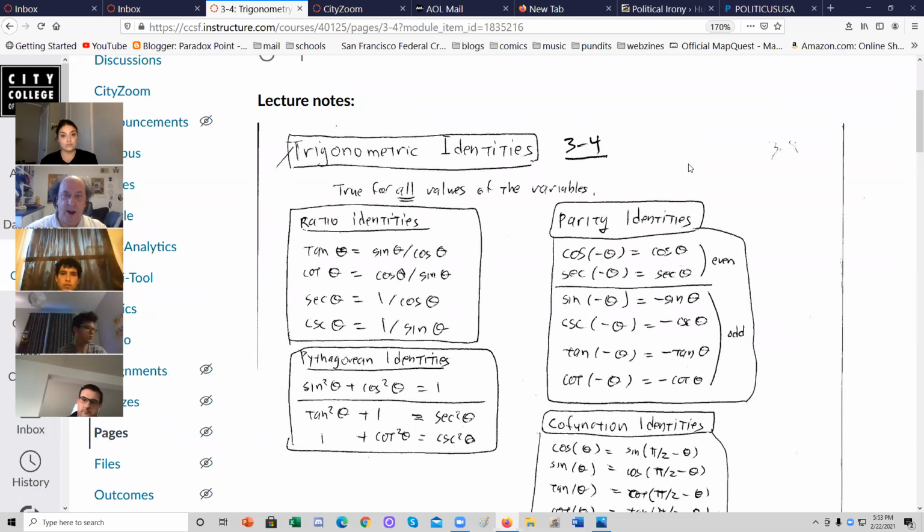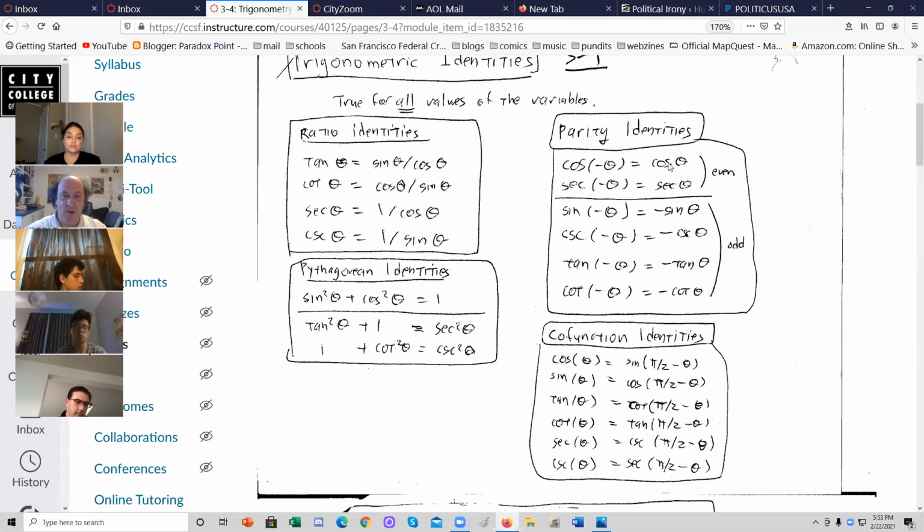Now, a trigonometric identity is an equation that's true for all values of the variables. We've already gone through quite a few of them. In fact, here we have a handy page full of all of them. Tangent is sine over cosine. Cotangent is cosine over sine. Secant is 1 over cosine. Cosecant is 1 over sine.